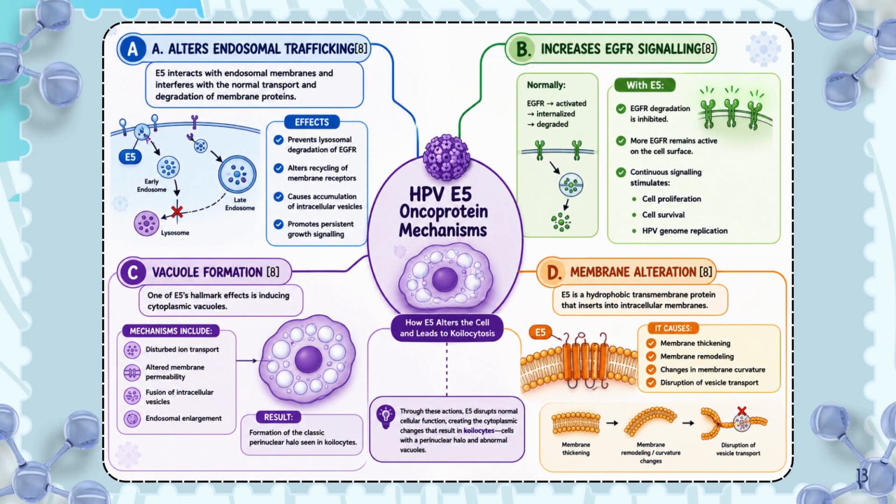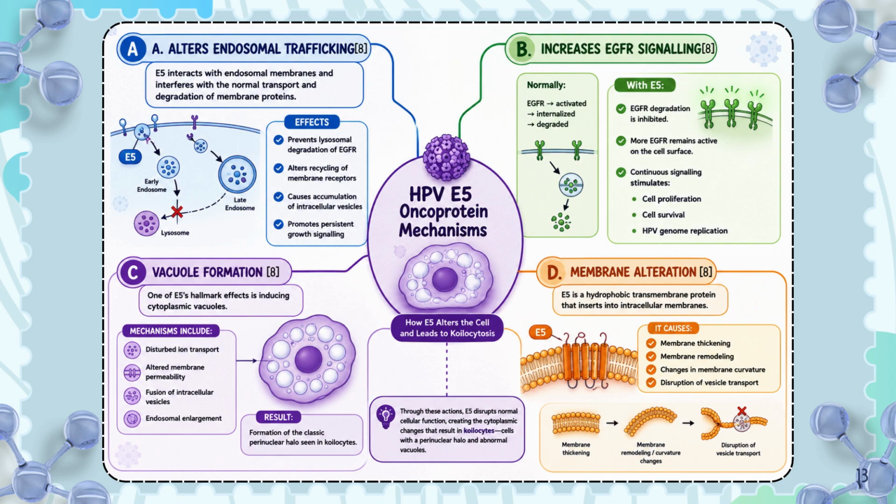For altered endosomal trafficking, in HPV-infected cells, E5 interferes with the pathway, so receptors are not broken down efficiently. As a result, receptors keep cycling inside the cell instead of being properly removed. Because of that, it allows growth signals to continue for a longer time than normal. When the cell cannot shut off these signals, it becomes more likely to survive, proliferate, and undergo abnormal structural changes.